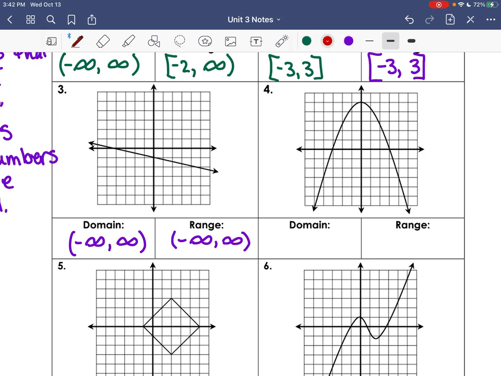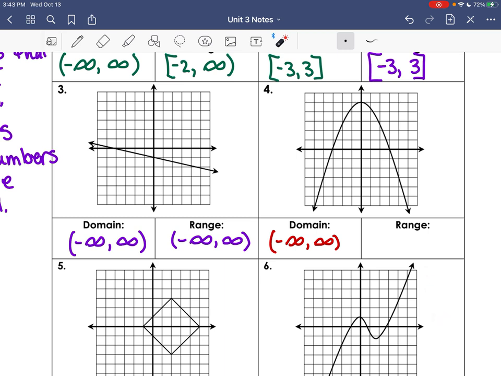On the next one, we've got a parabola. So parabolas always have a domain of negative infinity to positive infinity, because you think about that this is going down, but it's also going left, and it's going to keep going left forever. And this is going down, but it's also going right, and it's going to keep going right forever.